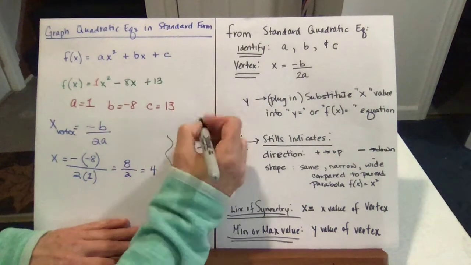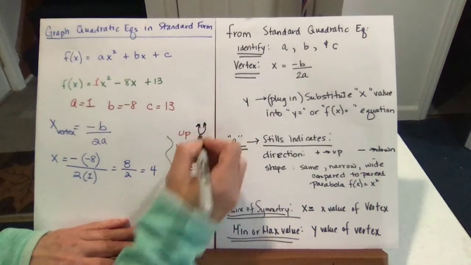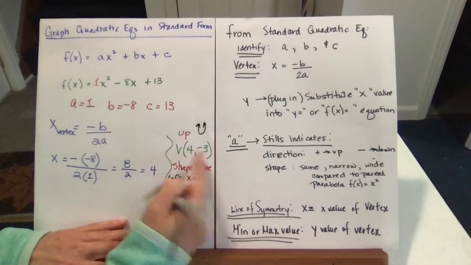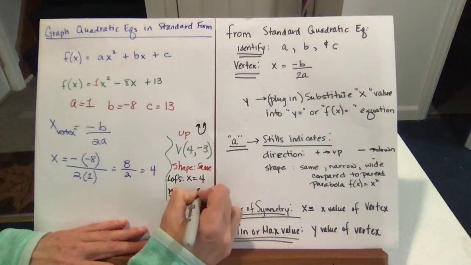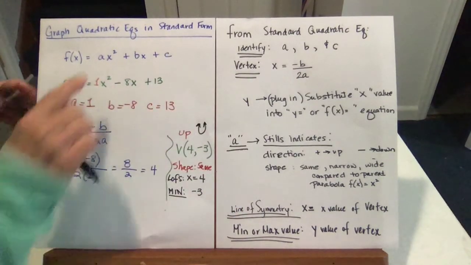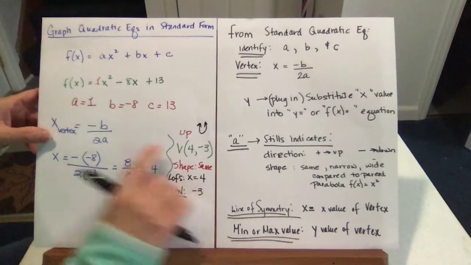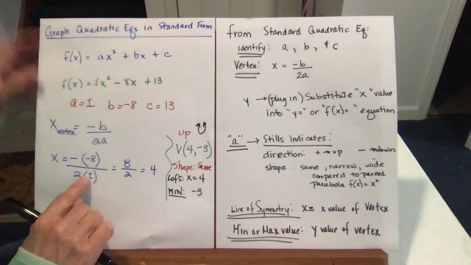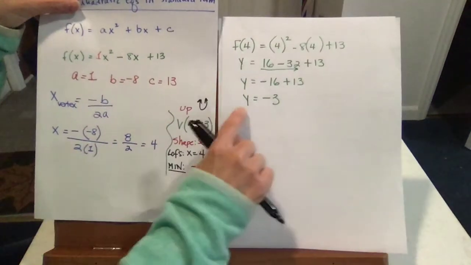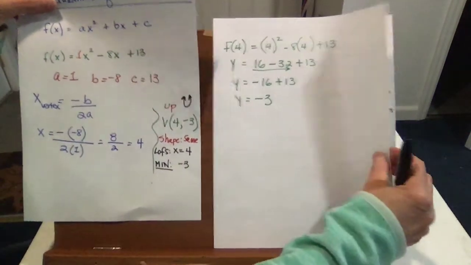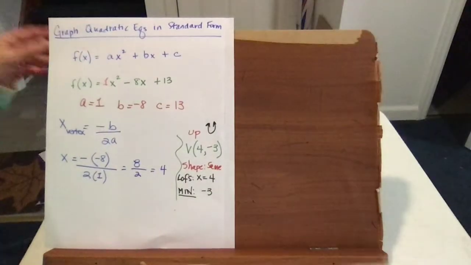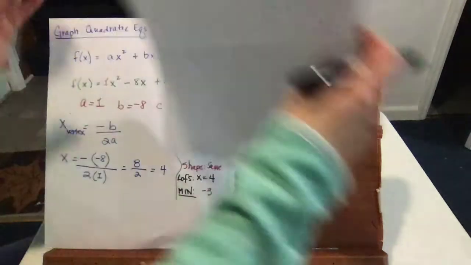And because it's going up, we're going to have a minimum point, and that value of the minimum point is going to be the y value of our vertex, so -3. So all that information is still gotten from a, and then we just have a little thing to do here to get our vertex for our x and our y, and then we graph just like we always did. Okay? So I'll move our rules for a minute, and let's start graphing.